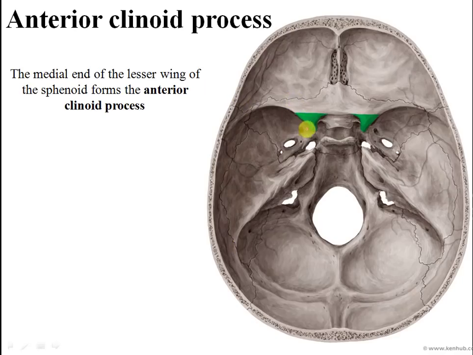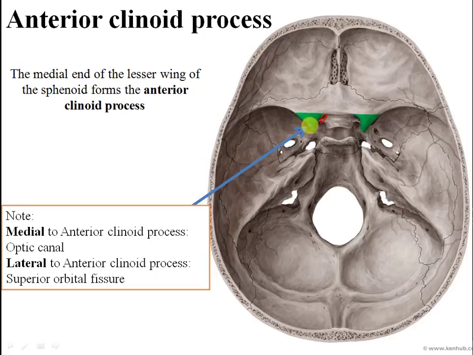Notice here that the medial end of the lesser wing of the sphenoid forms this process, the anterior clinoid process. Medial to it, we have a foramen, and lateral to it, deep to the lesser wing of the sphenoid, we have a fissure. This fissure is the superior orbital fissure. It's located between the lesser wing of the sphenoid and the greater wing of the sphenoid. We cannot see it from this aspect. We have to look deep here under the lesser wing of the sphenoid to see this fissure. It opens into the orbital cavity.